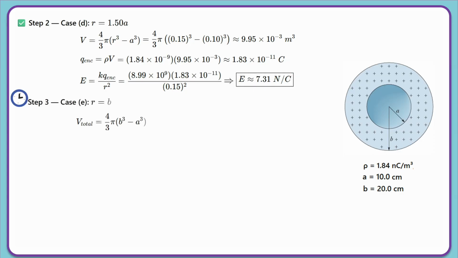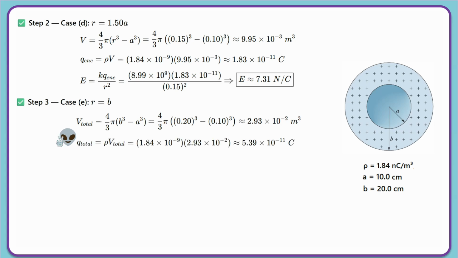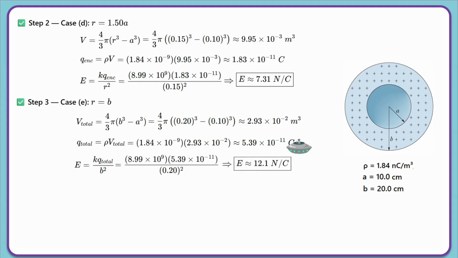Step 3, case E. Now consider case E, where R equals B. At this position, the Gaussian surface encloses the entire charged shell. Calculate the total shell volume, then the total charge, and substitute it into Gauss's law. The result is approximately 12.1 newtons per coulomb.